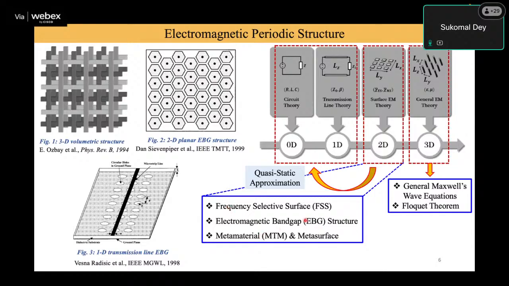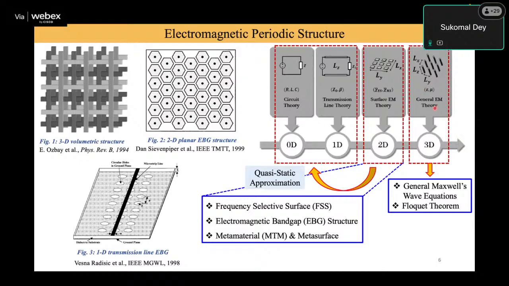As you all know, the FSS is basically one of the subsets of the metasurface. Here you don't need to follow that epsilon and mu have to be negative. No, but there is something you should be careful about. What is that something that you are going to see?